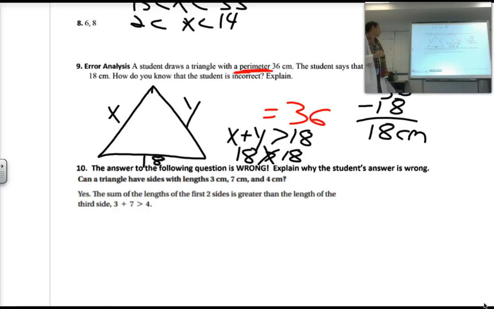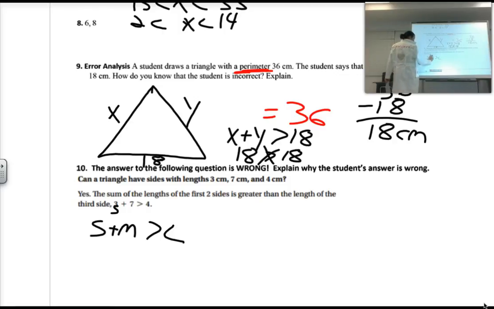And then the last one, if we look at this problem right here, we're looking for the error that the student made. If you notice here, it should be small plus medium is greater than large, but in this problem, they did the small plus the large is greater than the medium. So that's the issue.